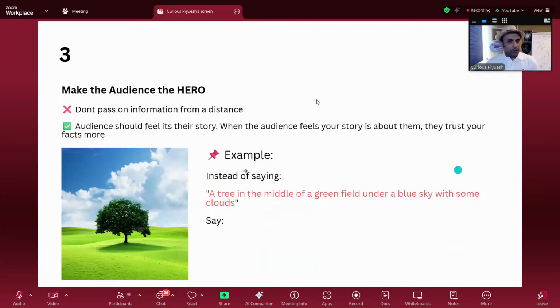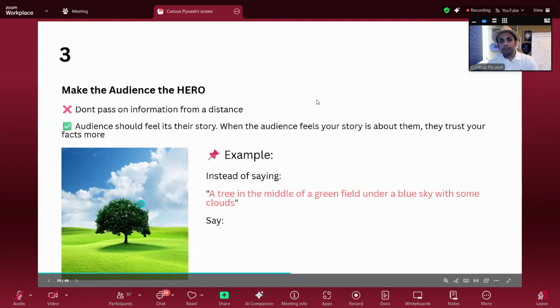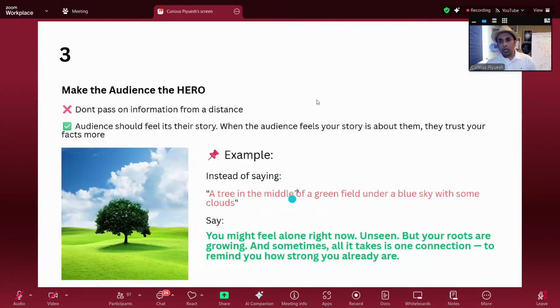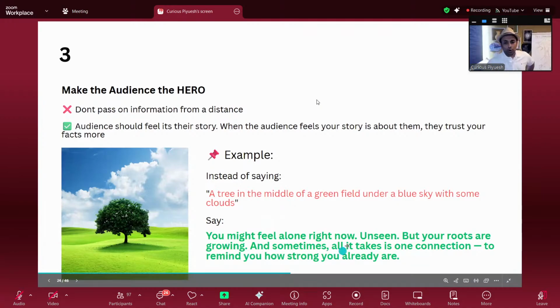We didn't do this one, the tree example. So if I have to make the audience the hero, how will I make the same tree example? A tree in the middle of a green field. This is the boring way. How can you say this? So see how I'm changing it to a U format. You might feel alone right now, unseen, but your roots are growing. And sometimes all it takes is one connection to remind you how strong you already are.